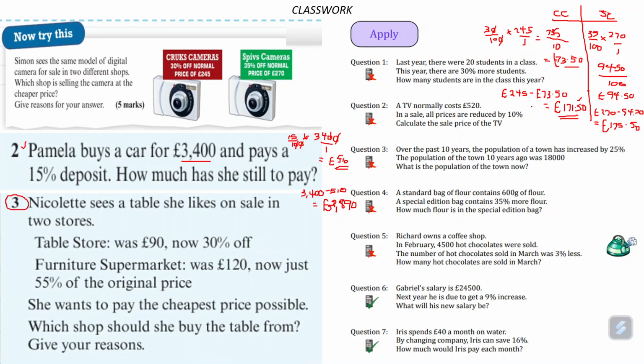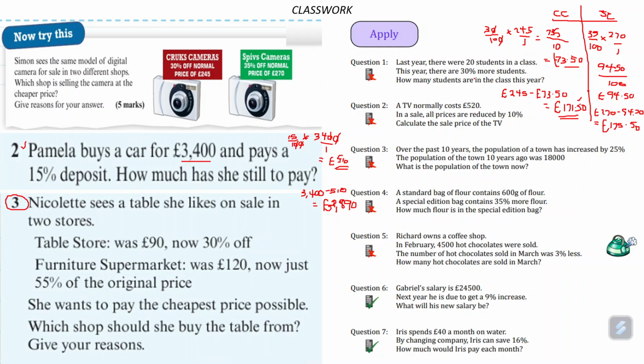So let's quickly look at question 1 and question 2 here. It suffices we can do it here. The next question says, last year, there were 20 students in a class. This year, there are 30% more students. How many students are in the class this year?